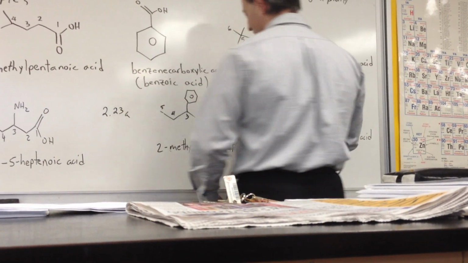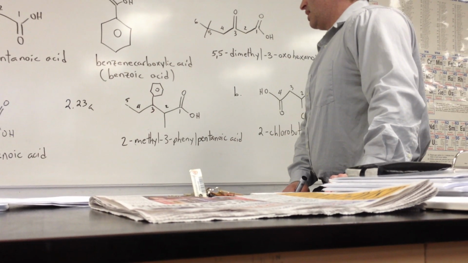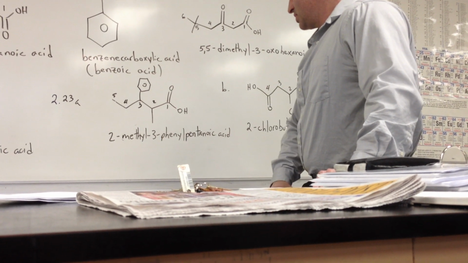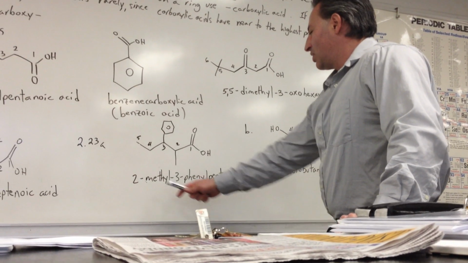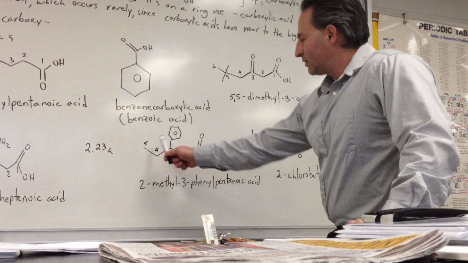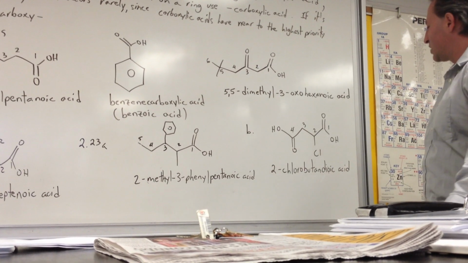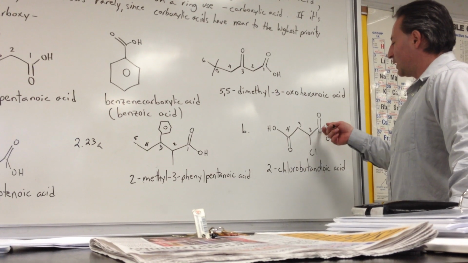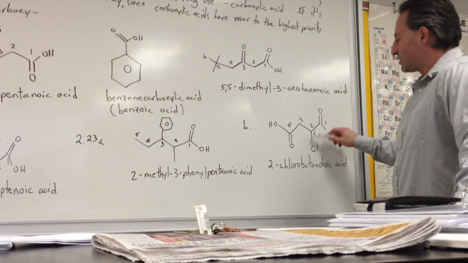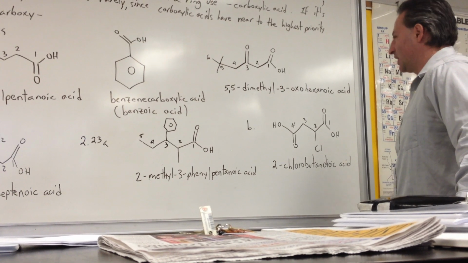This molecule is also a carboxylic acid. It's 223 on the exercise sheet. There's a methyl at the 2nd position, a phenyl group at the 3rd position, and its longest chain is 5, so we call it 2-methyl-3-phenyl pentanoic acid. This one has 2 carboxylic acids on the same molecule, so it's going to have dioic acid, and there's a chlorine at the 2nd position, so 2-chlorobutane dioic acid, butane dioic acid. Drop the E.